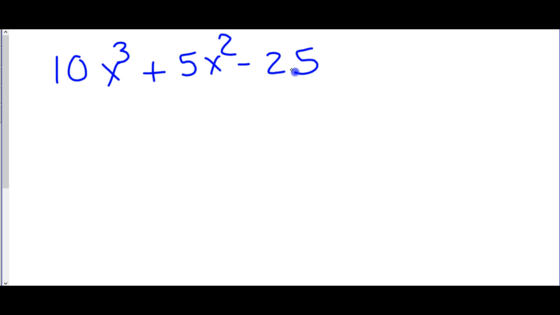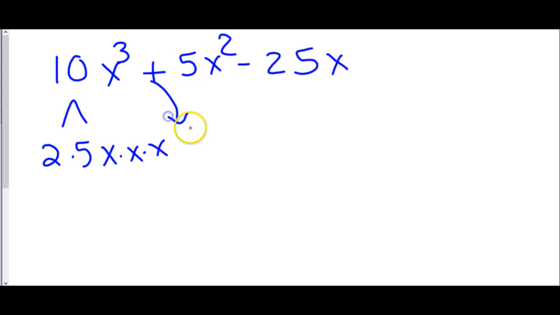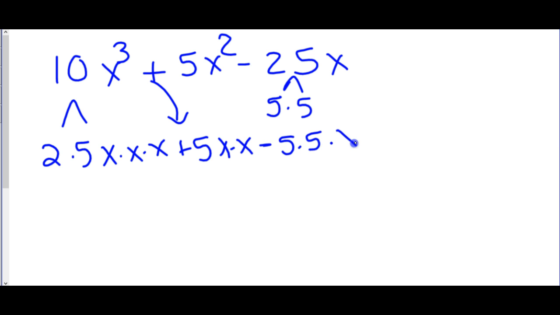This will still work even if you have 3 terms. So we break it down again. 10 is 2 times 5. x to the third is x times x times x. I did actually want to include an x on the 25 as well. 5x squared, so next was the plus sign. We have 5x squared is 5 times x times x. 25 breaks down to be 5 times 5. That's the only numbers that work, so we have minus 5 times 5 times x.